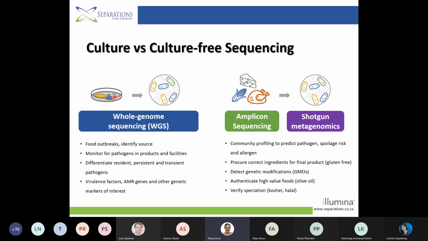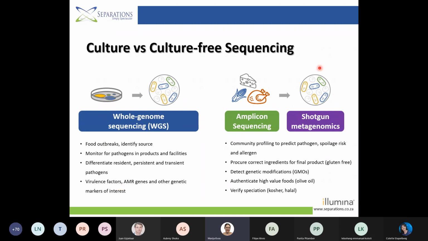When it comes to whole genome sequencing, obviously we're looking into food outbreaks and identifying those sources, where did that come from, but also monitoring the pathogens in the production of food and food facilities, and differentiating what the persistent pathogens in there are, but also monitoring those virulence factors and antimicrobial genes, right?